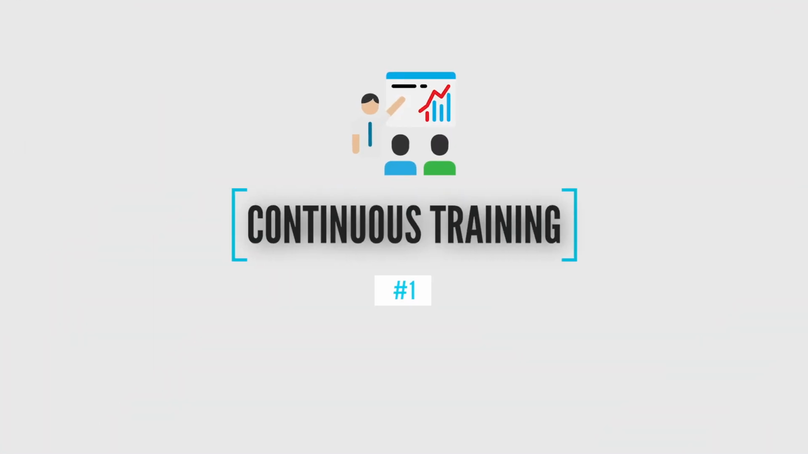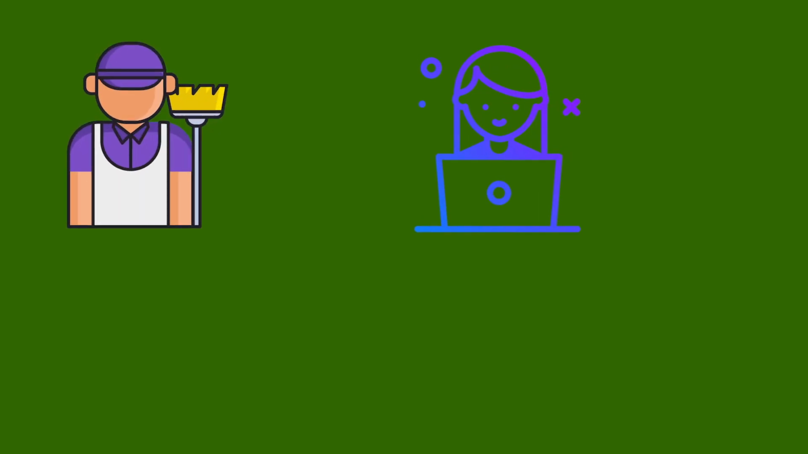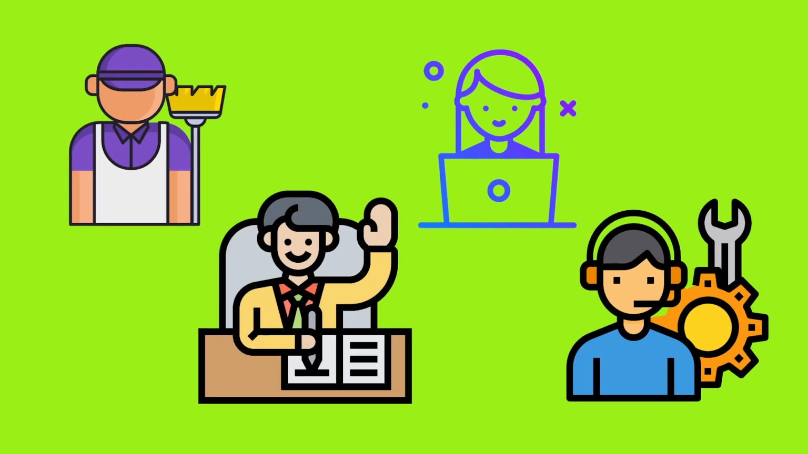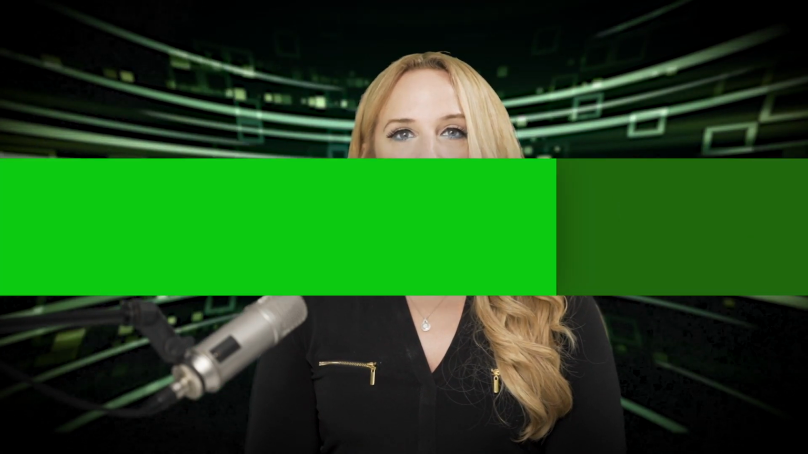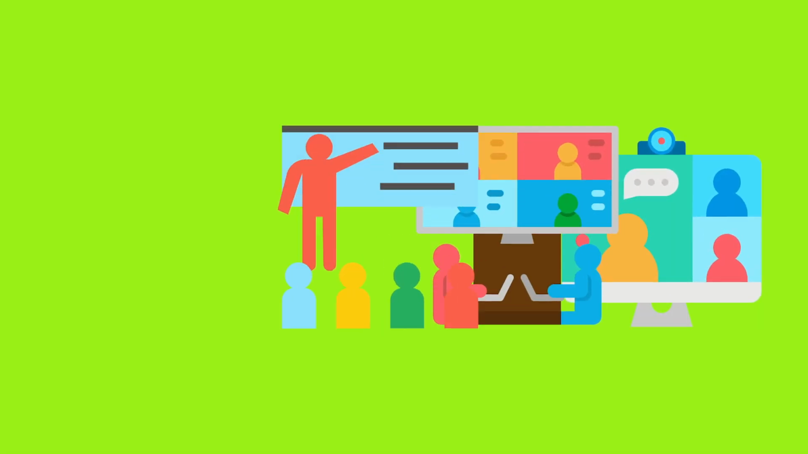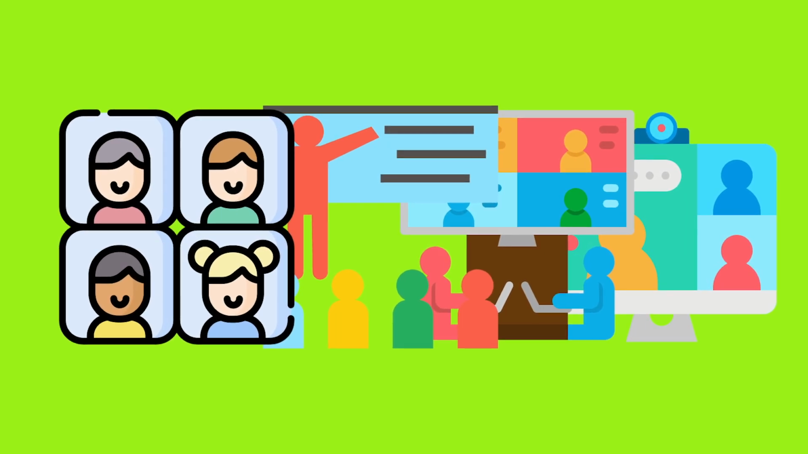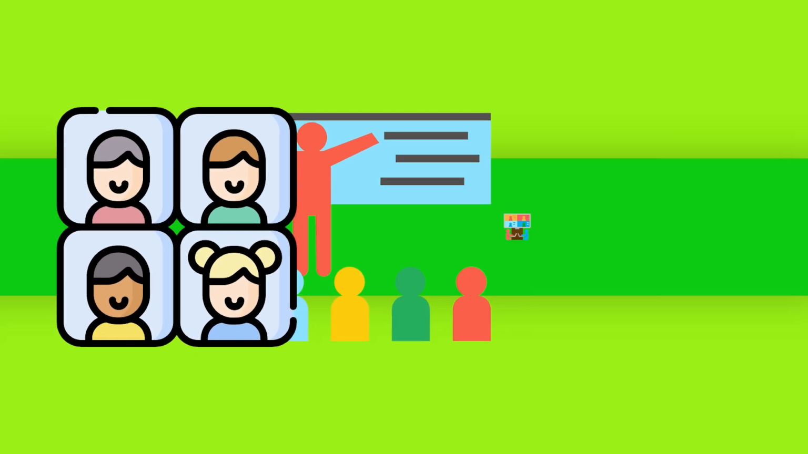Let's start with number 1, continuous training for all employees, from janitor to intern, to consultant to CEO. No matter what job they have within the organization, all employees need to be included. Training has to be open-ended, multifaceted, and varied in its methods to convey understanding and spark swift adaptation within the organization. Having multiple methods of continuous training empowers your employees to choose the best option that suits them.